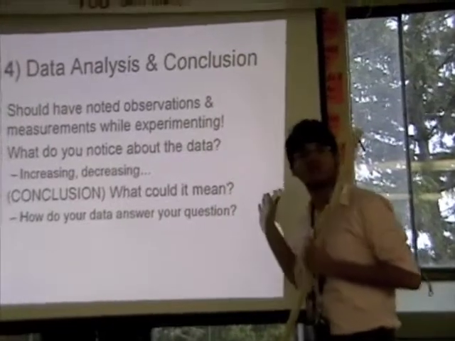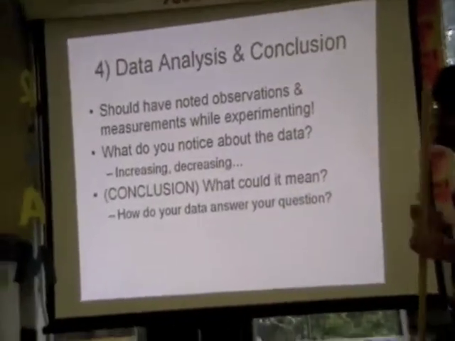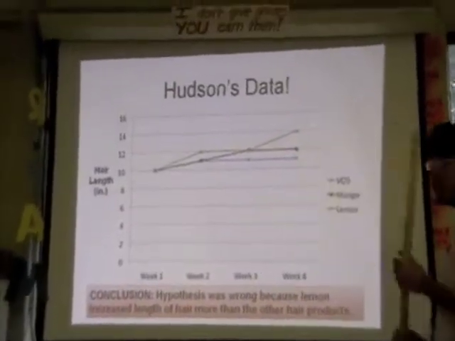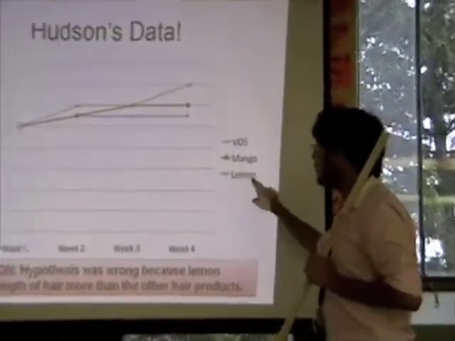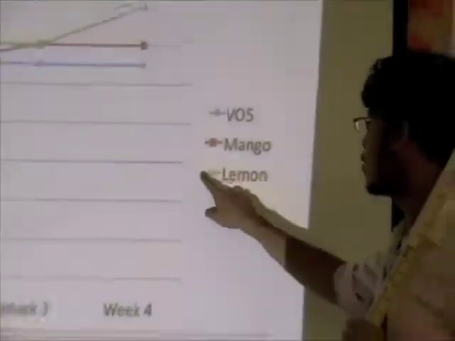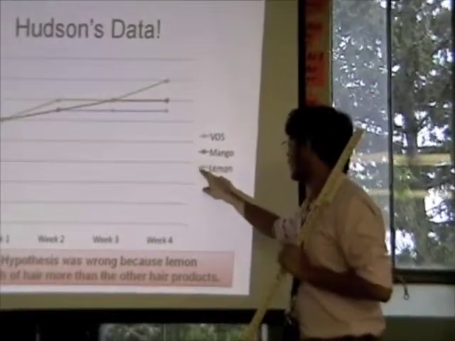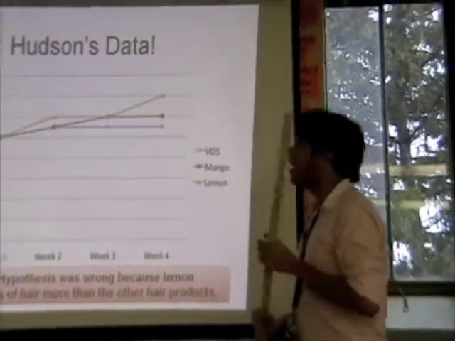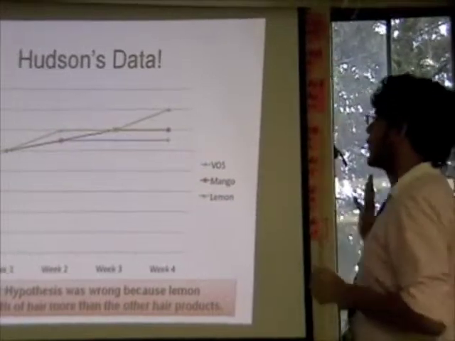So let's see what conclusion Jennifer Hudson came to. One thing I want to note first is I made a mistake. I put lemon here and that should be tomato. Okay? So this should not say lemon, it should say tomato. All right, VO5, mango, and tomato. So she has her graph here. Now let's look at this for a moment.